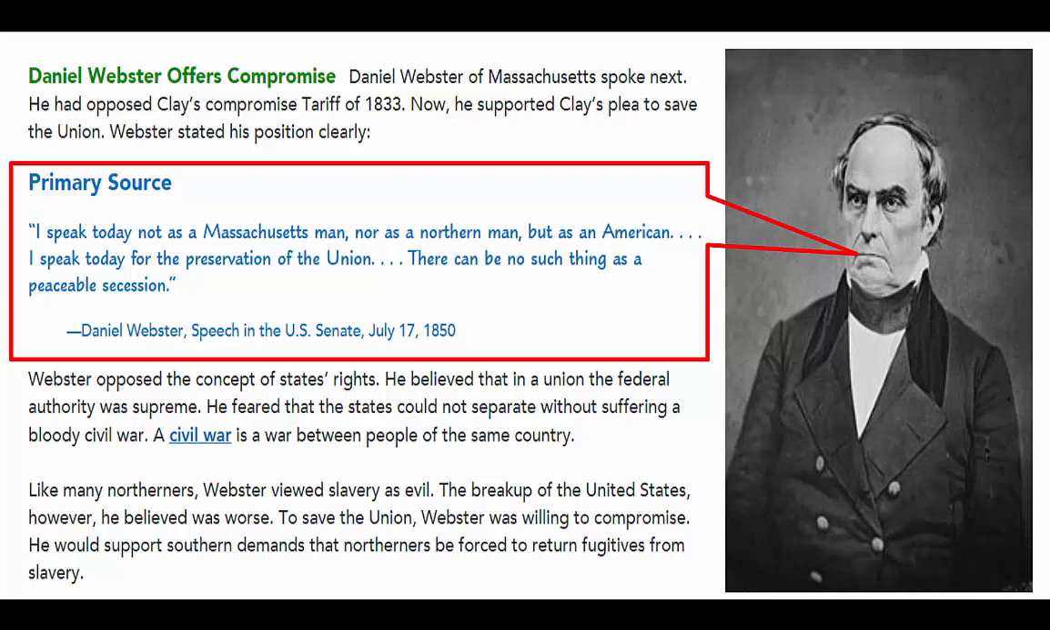Question number 32. What was the main point of the speech that Senator Webster gave? His main point was, listen, whatever our disagreements are, we cannot have secession. We cannot have a civil war. That's what secession will cause. It was a plea to keep the country together.